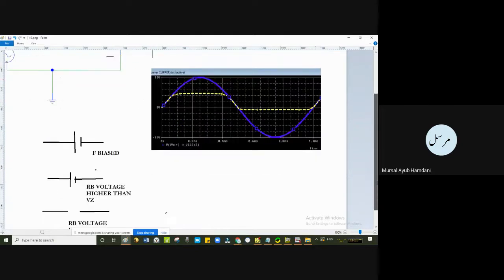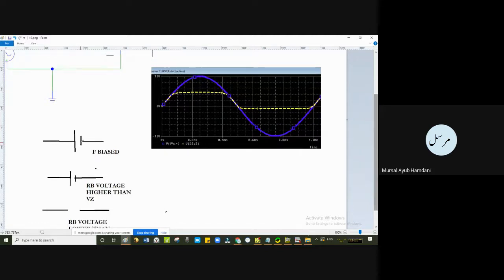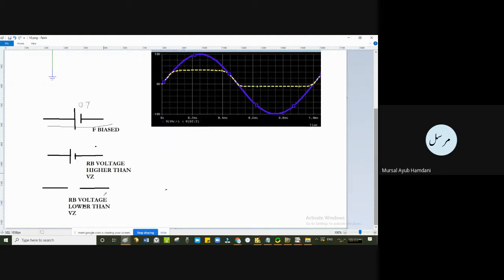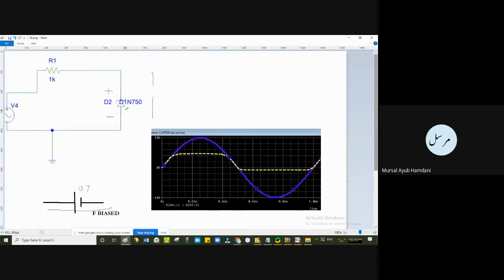So as I have mentioned, in the forward bias, it acts as a short circuit, or at maximum you can say 0.7 volt, or you can say it is simply short circuit in the forward bias. While as in the reverse bias case, the Zener diode has two cases. One is when RB value is lower than VZ value, we have this open circuit, while as when the RB value is higher than VZ, we'll have a VZ value across this, okay.